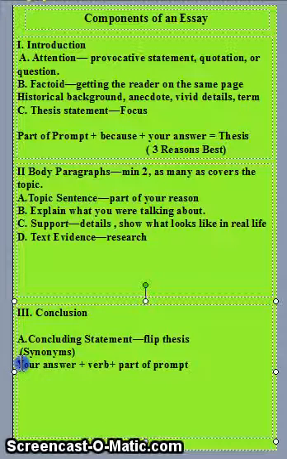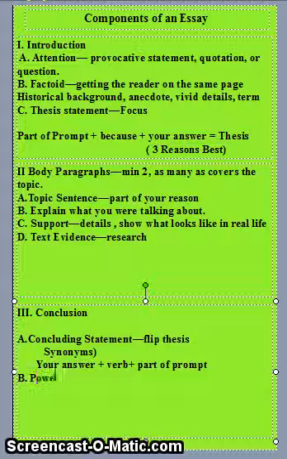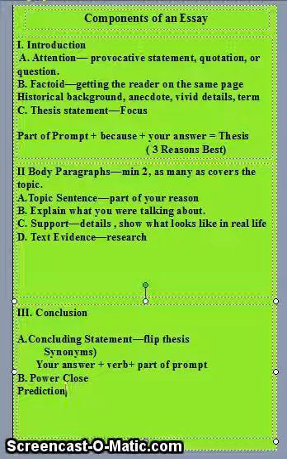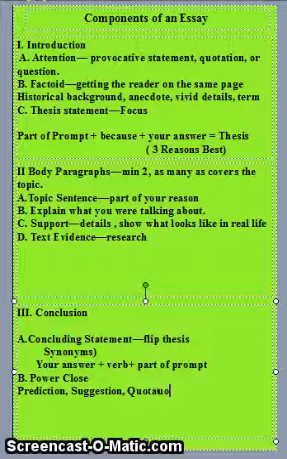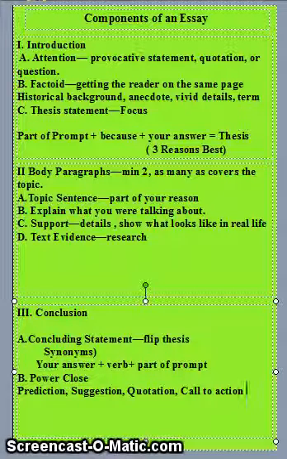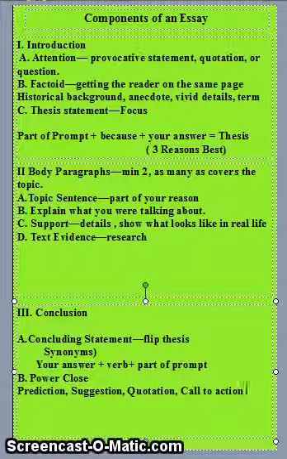Okay, so then after you get your concluding statement in there, you've got to be able to give some sort of information to the reader, so that we're winding things up. And you'll hear somebody say, you need to have a power close. Some big wham, here it comes. And a power close is either a prediction, a suggestion, a quotation, or a call to action. Those are the four things, and you would choose one that matches with the rest of your paper, and you would put it on there and just add to it.